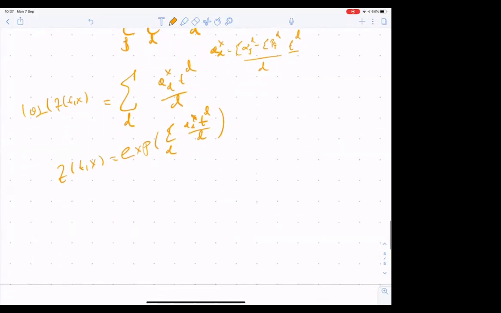So the upshot is that I can define, I think there should be a minus here. I remember in the formula there should be. Am I wrong? You don't need a minus in the exponent.